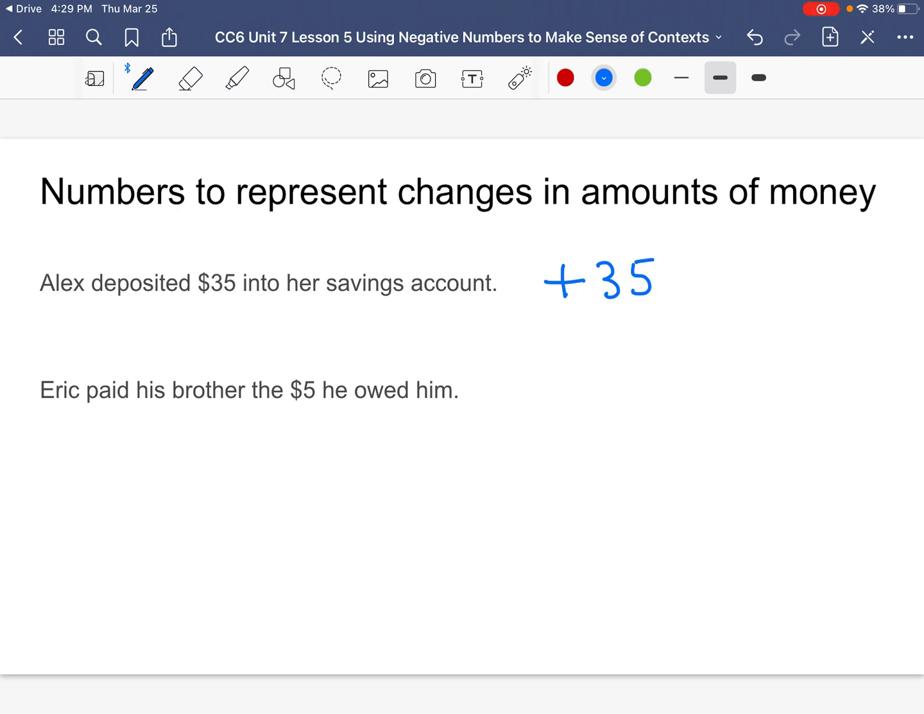Now Eric paid his brother the $5 that he owed him. So from Eric's point of view, he now has $5 less. Because he has less, I'm going to subtract $5. However, if you look at it from the brother's point of view, he now got his $5 back, so he's $5 richer. So sometimes it depends on whose perspective you're taking. So it's plus 5 for his brother, minus 5 for Eric.